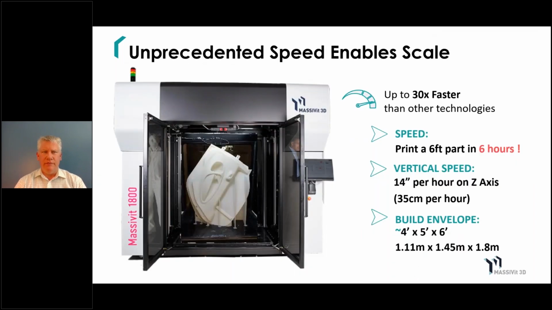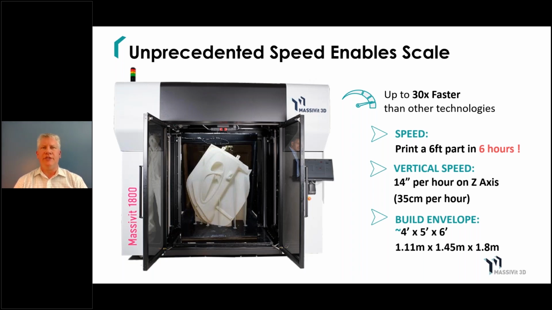As we've talked about, this unprecedented speed enables scale that is unheard of for 3D printing and additive manufacturing. We are up to 30% faster than other technologies. We can print a 6-foot tall part in about 6 hours. That means almost 2 meters tall in 6 hours time. Now, using our standard 1 meter diameter ring, we can print 14 inches out per hour vertically, unheard of for a similar layer size by any other technology that I know of in additive manufacturing.